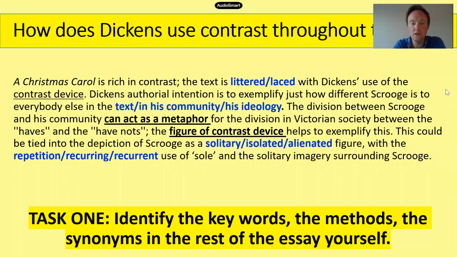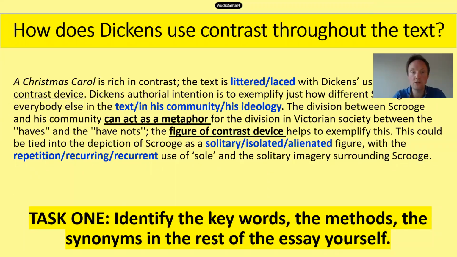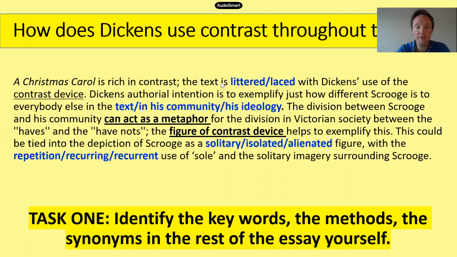This question is one that has been answered by Mr. Lehane, and we have a rather nice essay to read. The question: how does Dickens use contrast throughout the text? What we have here on the screen is an example of what the first task is, which is identifying the keywords, the methods, and the synonyms that are used within the rest of the essay for yourself. So this acts as an introduction.